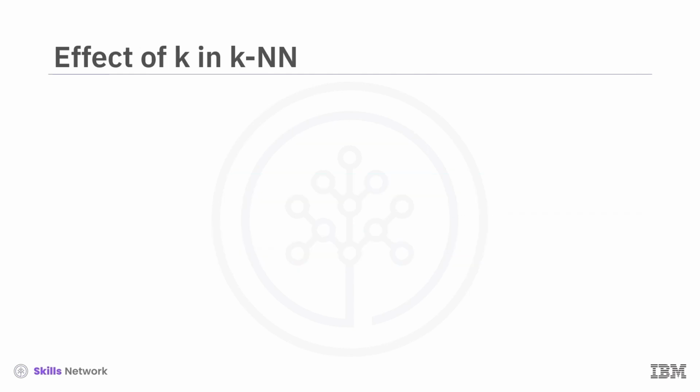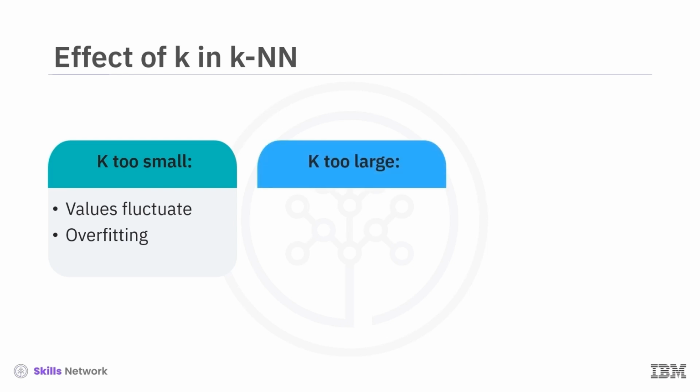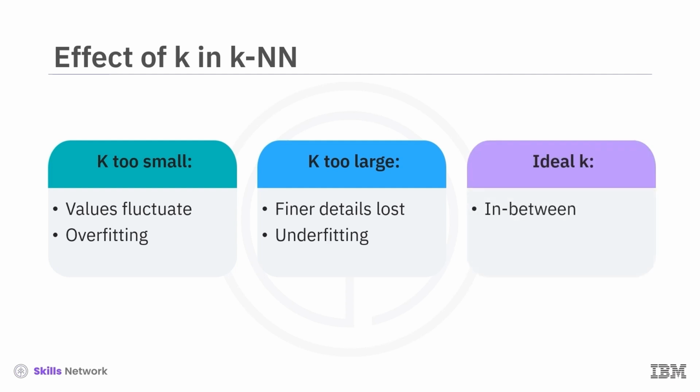Now, how does k affect the outcome of the KNN algorithm? If k is small, the values assigned to unlabeled observations will tend to fluctuate, causing overfitting. If k is large, then KNN will smooth out the finer details and cause underfitting. Somewhere in between, there will be a happy medium value for k.